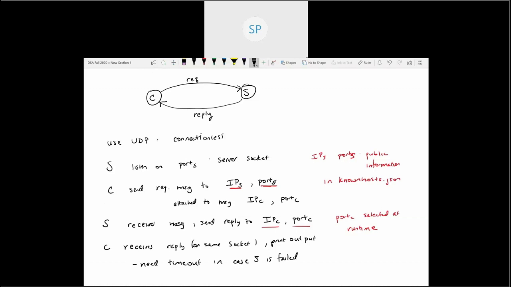Now, when the server sends back to the client, and you don't have to do it this way, but this is the standard pattern, the server is going to look at the IP address and port that were on the message from the client, so IP C and port C, and use that, getting it specifically from the message. It doesn't have to try any port range. Does that answer your question?